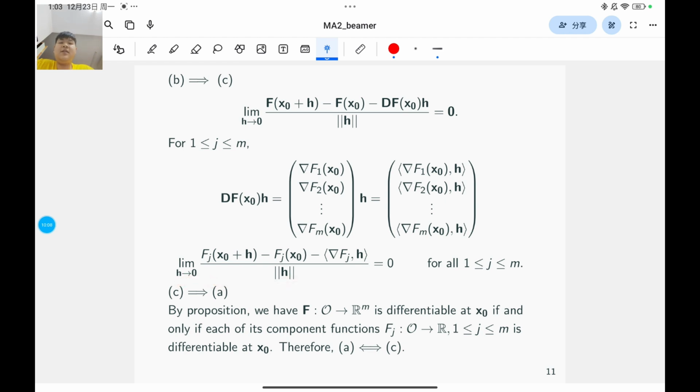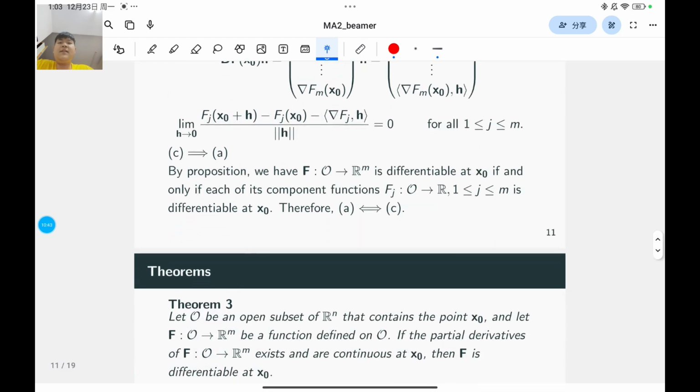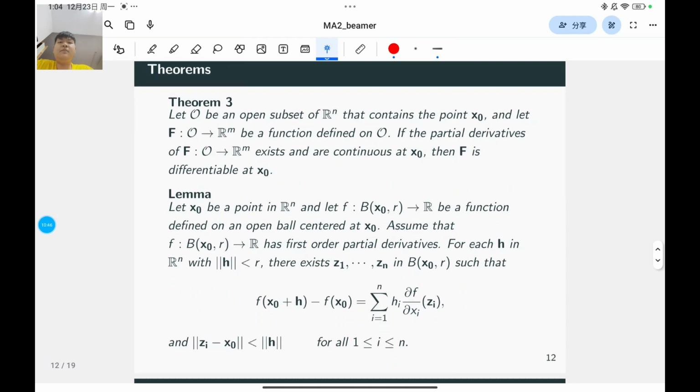Thus, C is true. For the last part, we only need to prove C implies A, then these three are equivalent. Proving C implies A is very easy because we can use the proposition that we saw before. It says f is differentiable at x0 if and only if each of its component functions fj is differentiable at x0. Therefore, A is equivalent to C. So we have proved these three are equivalent. Next is the last theorem we need to discuss.